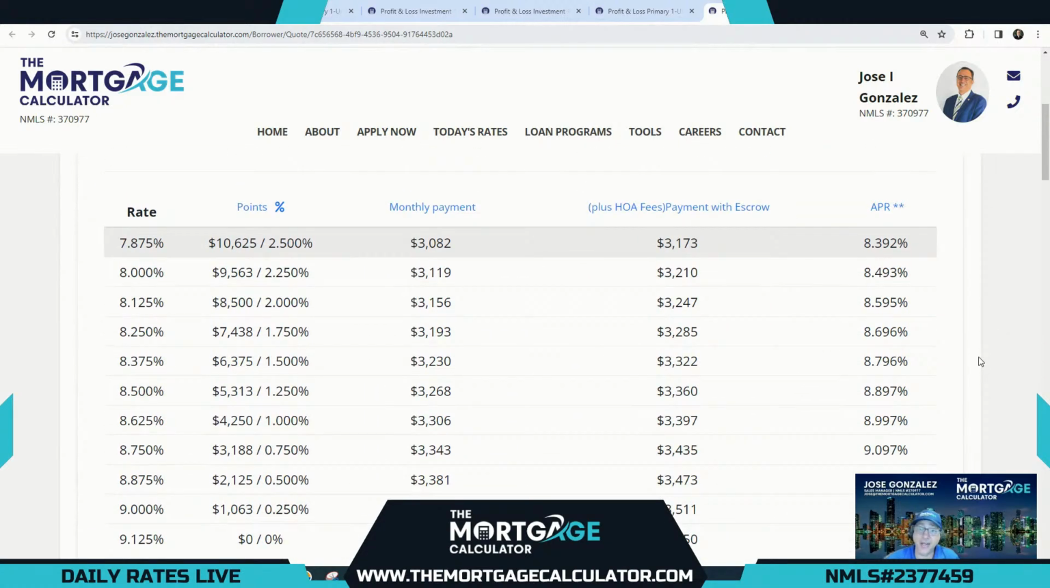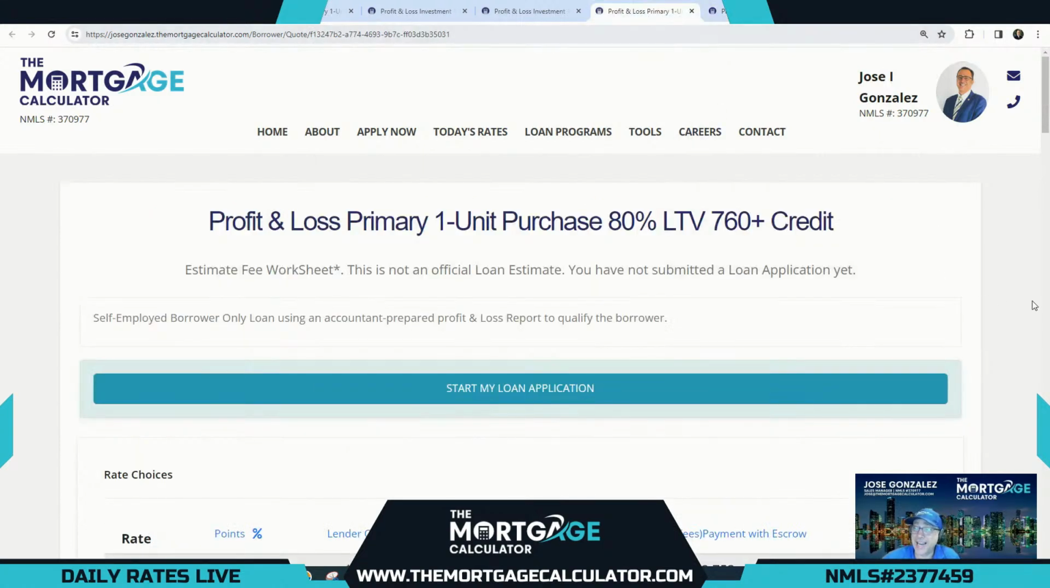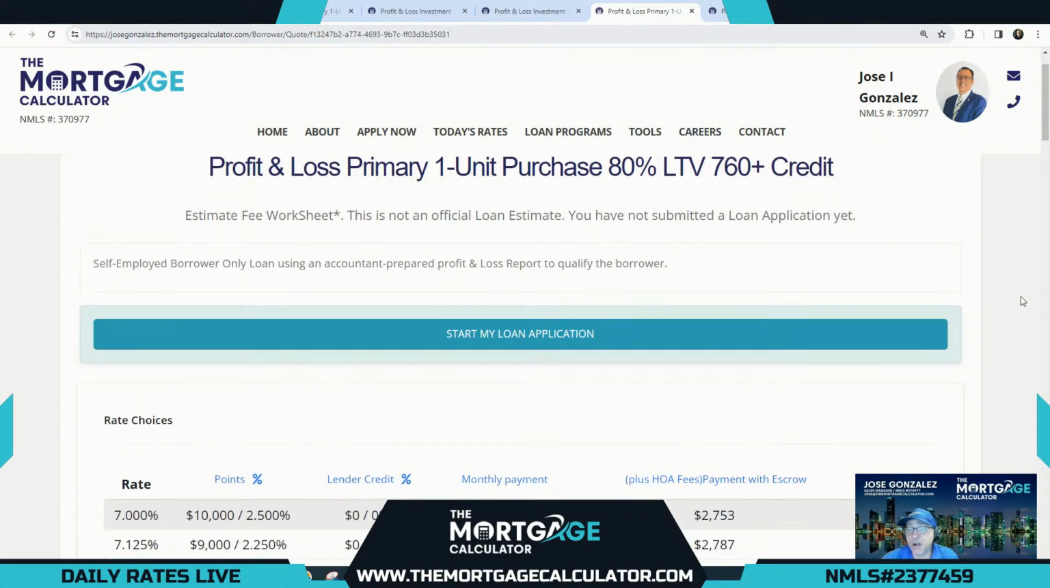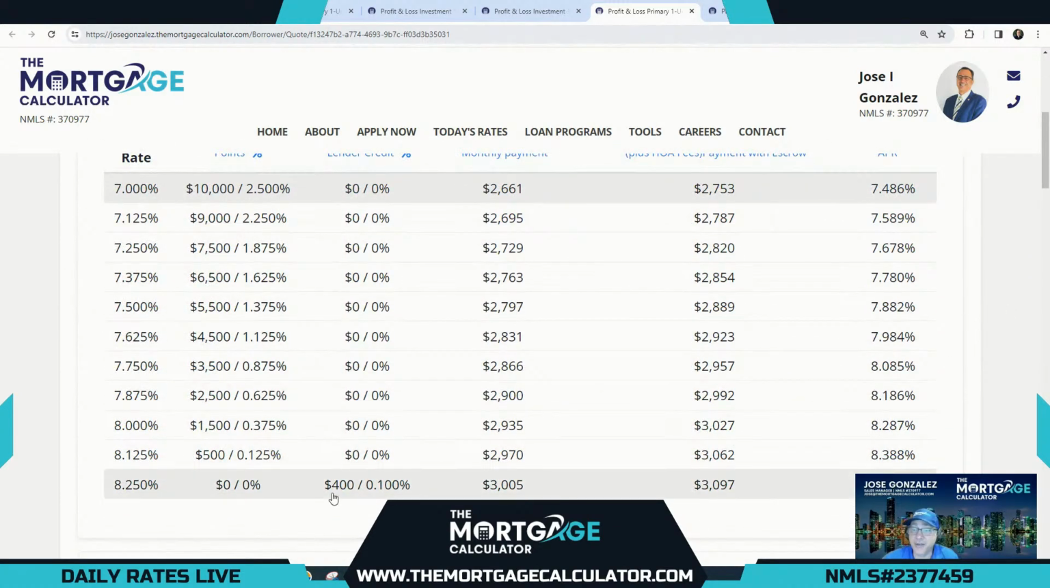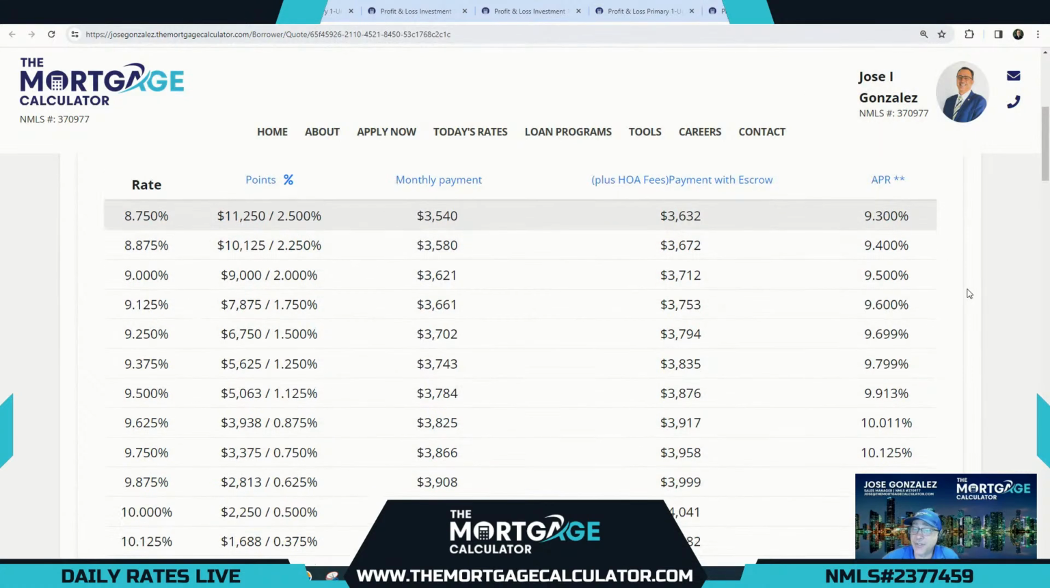Right now we're at 9.125 at par, lowest cost option, 7.875 lowest rate option. Right, that's 85%. 90 was the max. Now we're going down to 85, which is still above the norm, because the norm is really 80% in all of these alt doc programs. So now at 80%, you even get a lender credit here at 8.25, and you can buy that down all the way to 7%.